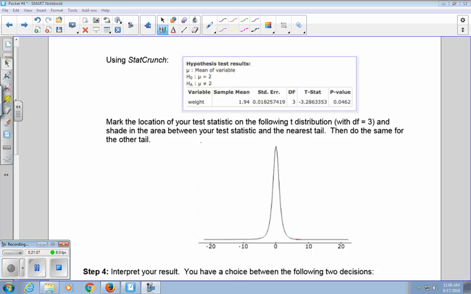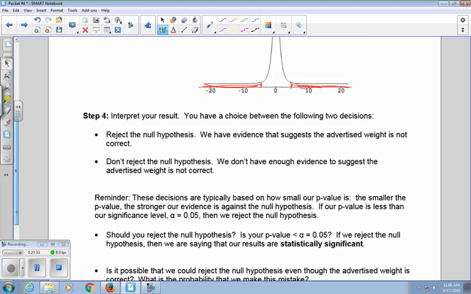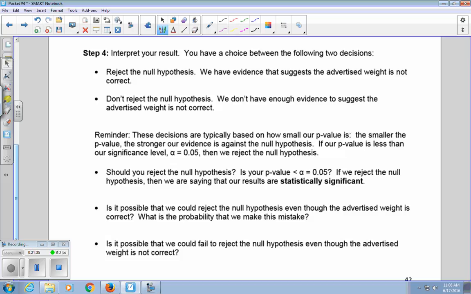So here I am back on our notes, and we have the StatCrunch output right here for you. And it says to mark the location of your t-statistic on the following t-distribution. So we have the 3.33. So we're looking at the probability of seeing something out in these tails. And then the next part of this says to interpret your results.